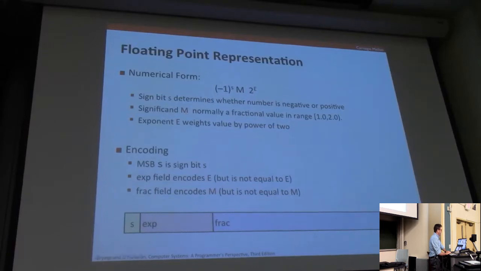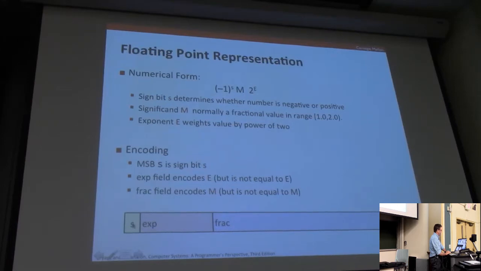The significand m, sometimes called a mantissa, which is where the m comes from, normally is a fractional value in the range between 1 and 2. And we'll see why that is in a second. And then the exponent e weights the value by some power of 2. So this is encoded in either 32 bits or 64 bits in the following way.